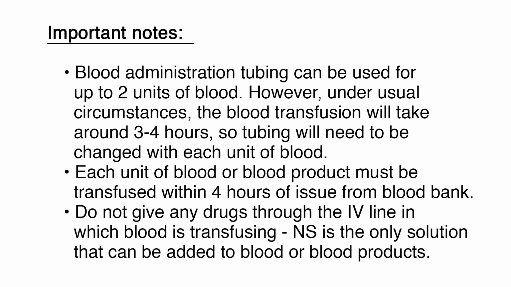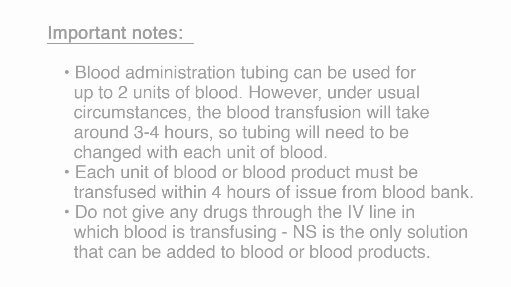Blood administration tubing can be used for up to 2 units of blood. However, under usual circumstances, the blood transfusion will take around 3 to 4 hours, so tubing will need to be changed with each unit of blood. Each unit of blood or blood product must be transfused within 4 hours of issue from the blood bank. Do not give any drugs through the IV line in which the blood is transfusing. Normal saline is the only solution that can be added to blood or blood products.